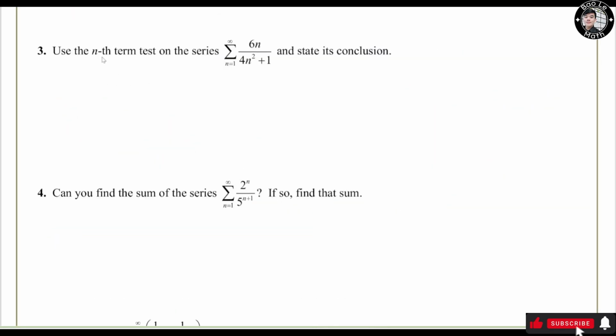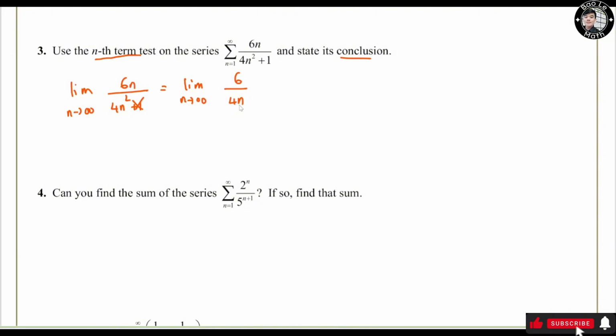Question 3. Use the n-term test on the series and state its conclusion. We're going to use the limit of 6n over 4n squared plus 1 as n approaches infinity. Again, we're going to use the relative growth rate, so we can ignore this term. It becomes the limit of 6 over 4n, because you can cancel out n.